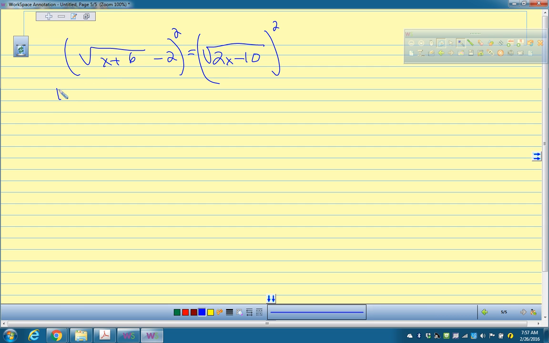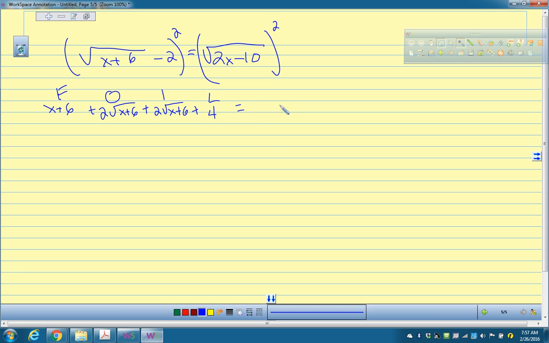When I FOIL this, the two first terms, it's this times this itself, which is x plus 6. Okay? The two outer terms, right, is this times this, which is 2 times the square root of x plus 6. And the inner term gives me the same thing, 2 times the square root of x plus 6. What does the last term give me when I FOIL this? What's negative 2 times negative 2? 4. Okay? So that's my left side of this equation.